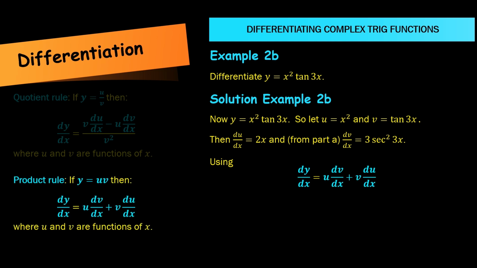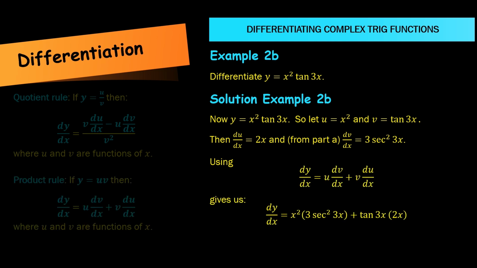Using the product rule gives us that dy dx is equal to u, which is x squared, times dv dx, which is 3 sec squared 3x, plus v, which is tan 3x, times du dx, which is 2x. And so if we tidy up this expression, we obtain that dy dx is equal to 3x squared sec squared 3x plus 2x tan 3x.